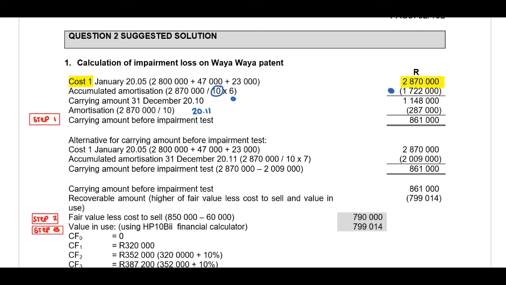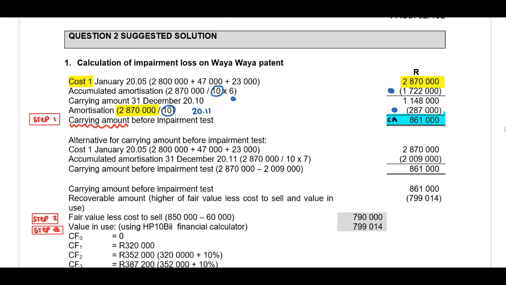Then the depreciation for 20.11. Again, our cost, 2,870,000. Divide this by 10, and this will be 287,000. And our carrying amount, as per step number 1, before impairment, will be 286,100,000. Right, next, step number 2.